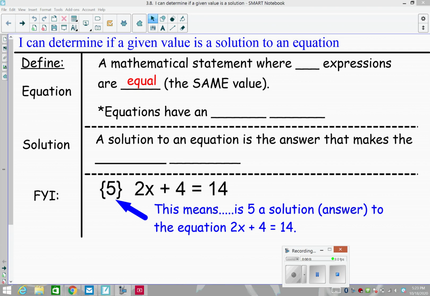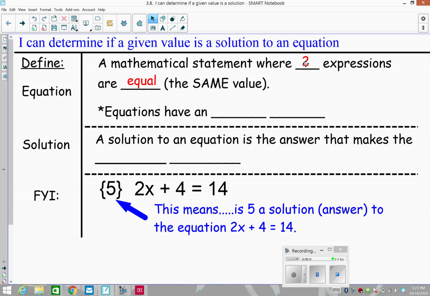Hey, math friends. So today's learning target is going to be a little bit of a review target. I can determine if a given value is a solution to an equation. I want to review this target before we go back into solving equations with decimals and fractions. So how do you determine if the solution that you get is correct?